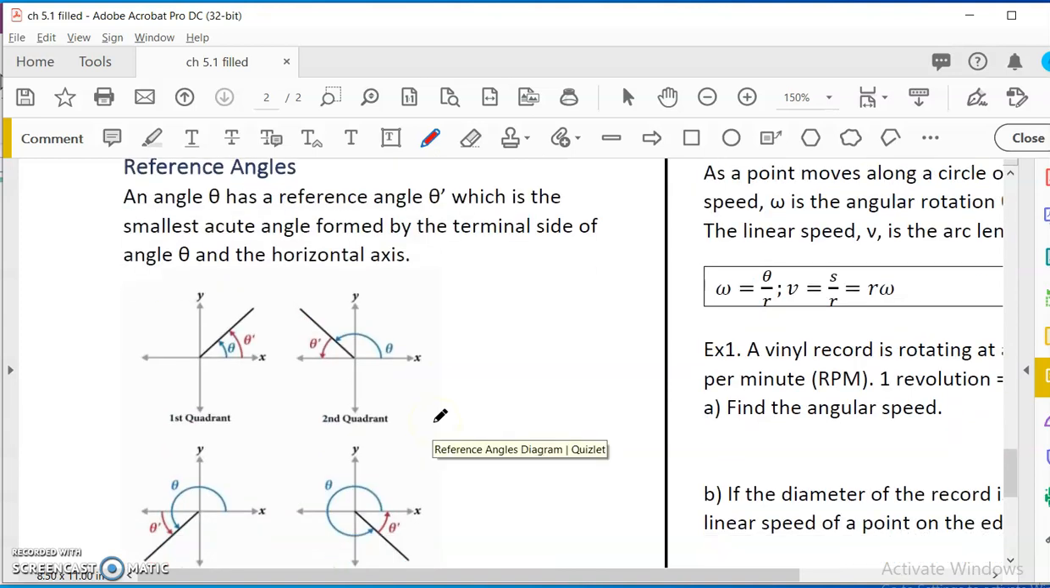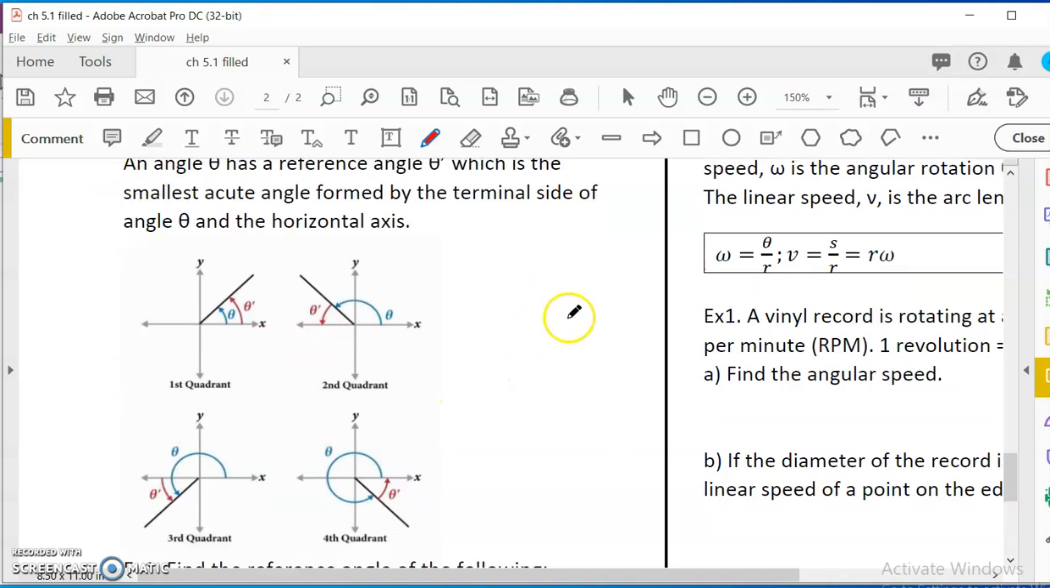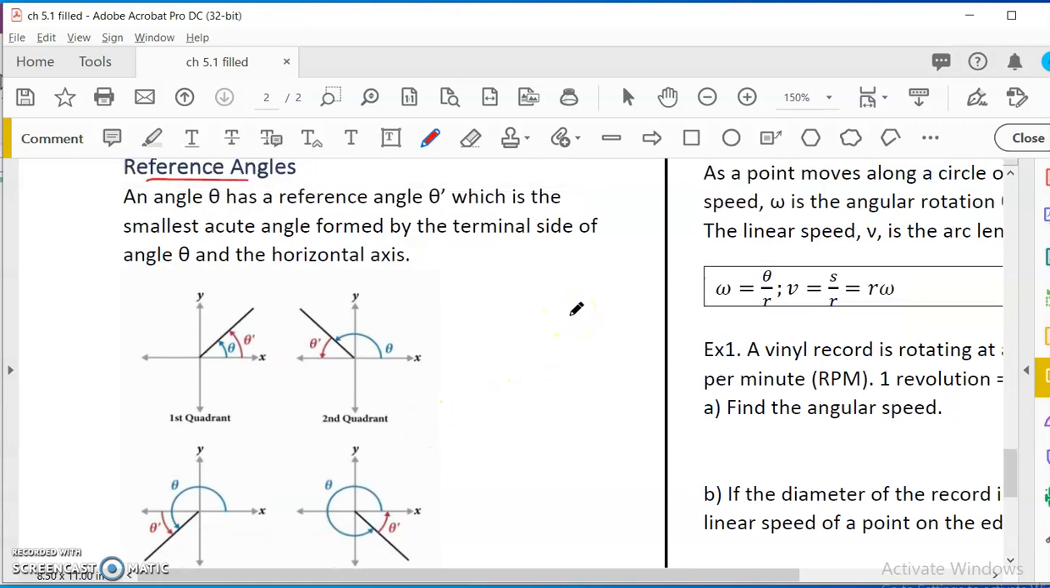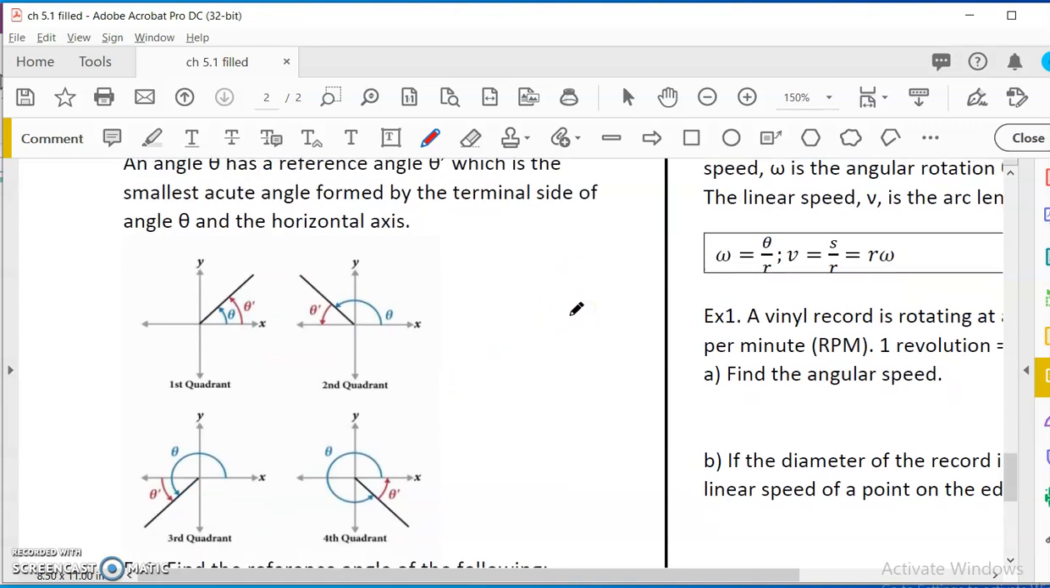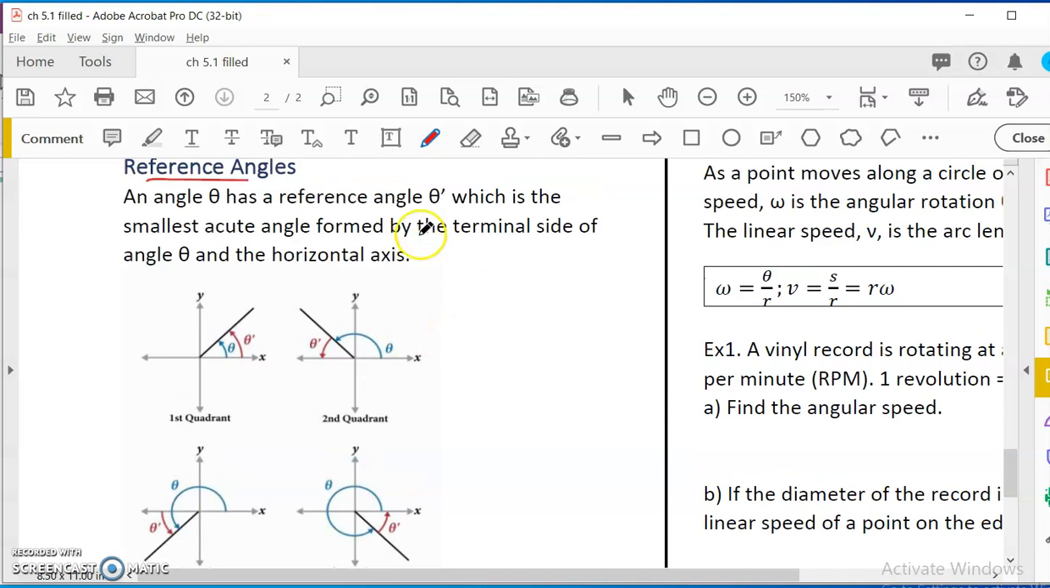Another term that we want to talk about is reference angle. Reference angle is one of the things that we use to construct the unit circle later on. Not much useful after we construct the unit circle, but we need to know what it is about. So reference angle, theoretically, if your original angle is theta, theta prime is called the reference angle. It is the smallest acute angle formed by the terminal side of theta and the horizontal axis.